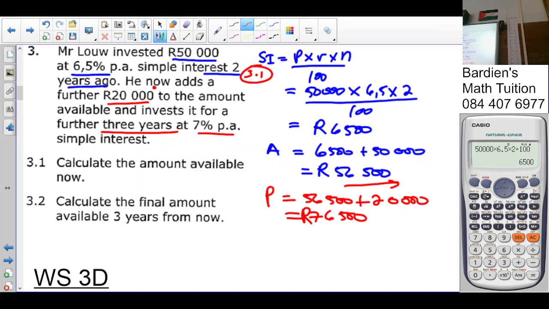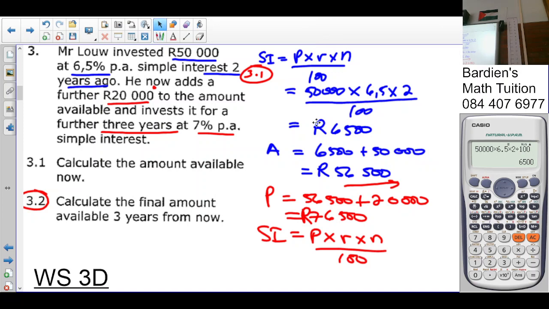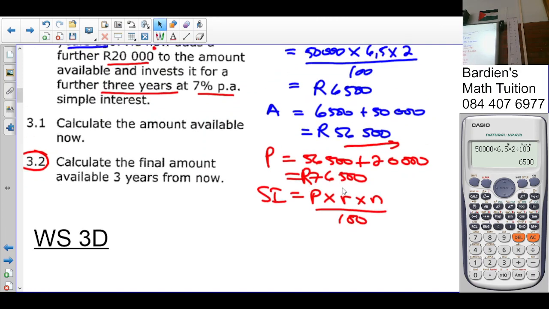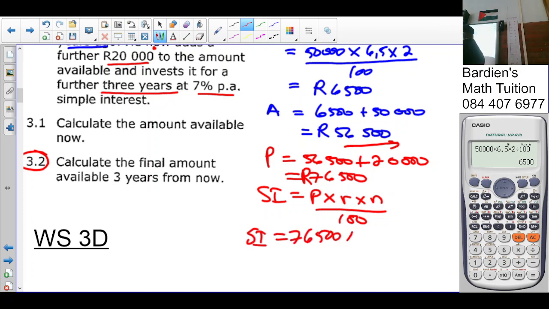The second part is: calculate the final amount available 3 years from now. So this part is actually what we calculate. You all agree with that? Yes. Right. So that's now the principal. We're going to use again the formula SI is equal to P times R times N over 100. So my simple interest now is SI equals 76,500 times your rate of 7 times 3, divided by 100.